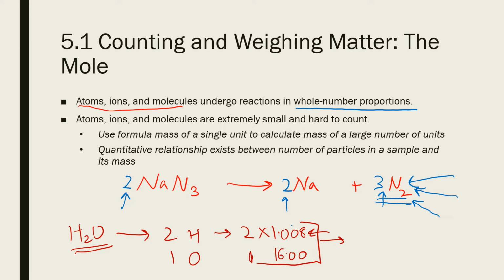So knowing the mass of a single atom or molecule allows us to calculate the mass of a large number of atoms, molecules, or even formula units. Hence, there is a quantitative relationship between the number of particles in a sample and its mass. The number of particles in a macroscopic sample can therefore be obtained by weighing.